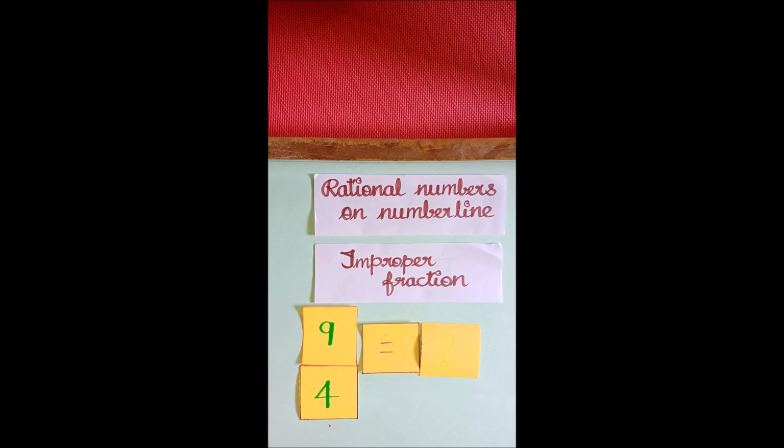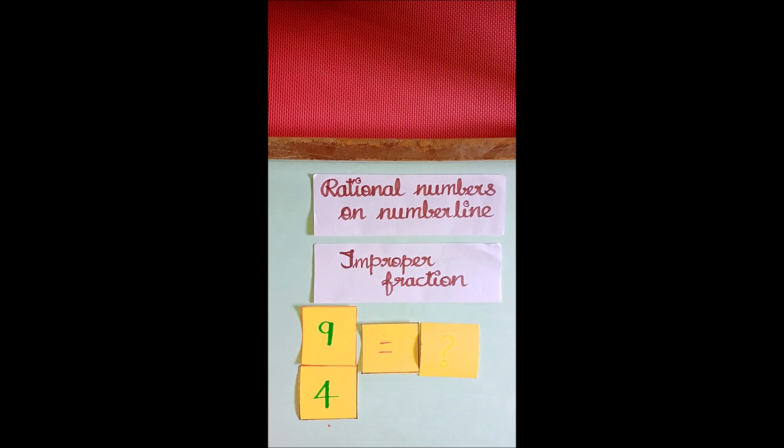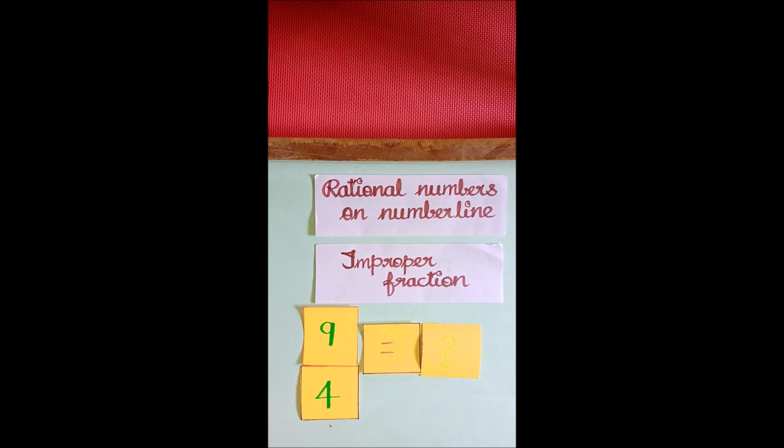Our next fraction is the improper fraction. What is the definition of the improper fraction? The numerator value is greater than the denominator value. Here is the example 9 by 4. The numerator is greater than the denominator. We have already seen in the theory part that 9 by 4 cannot be represented on the number line. In this case, we are going to change this improper fraction into another fraction called a mixed fraction.